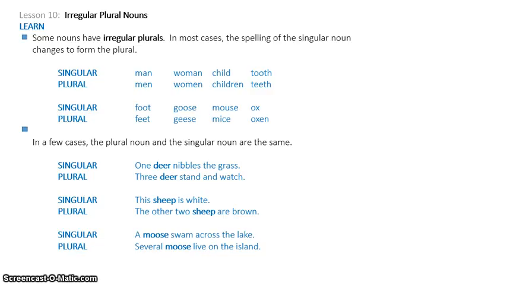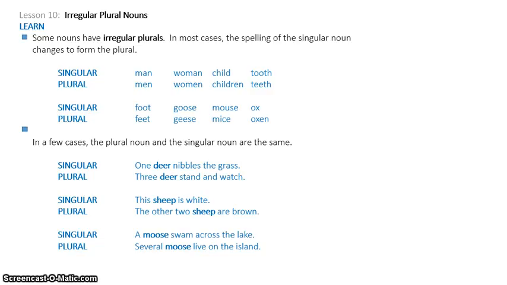So what I want you to do is make sure you're on the right page. This week we're not going to do colored pencils, and I'll try to remember to throw something in here during the lesson. It says some nouns have irregular plurals. In most cases, the spelling of a singular noun changes to form the plural. So let's look and see what we're talking about.